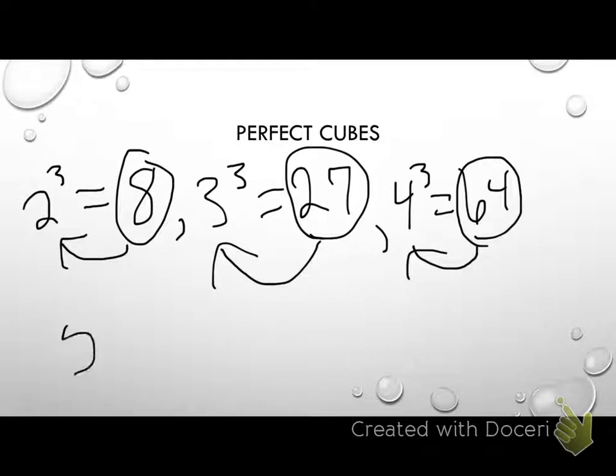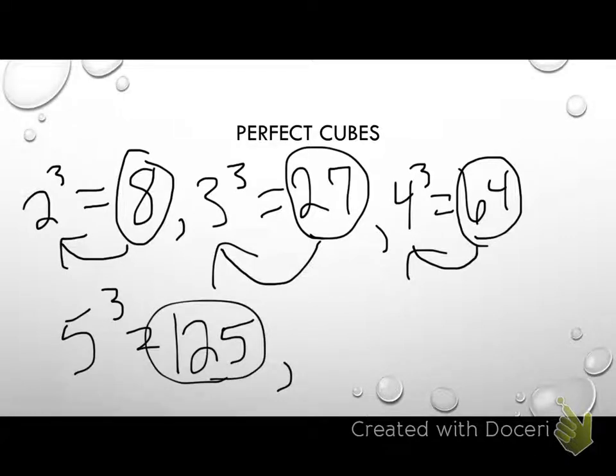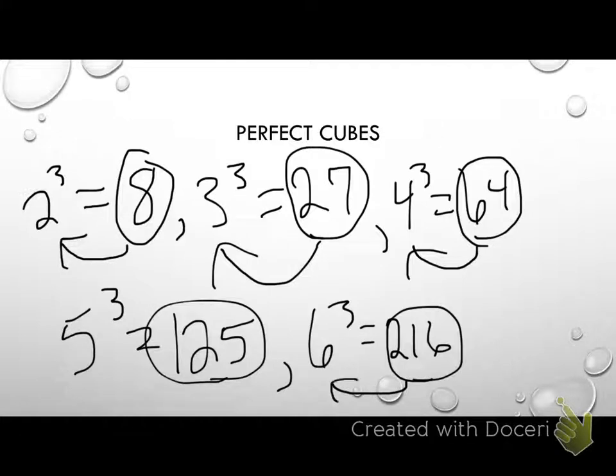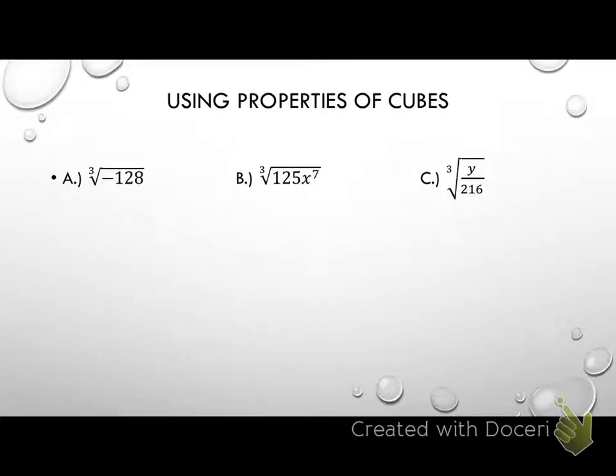5 cubed is 125. So 125 is a perfect cube. 6 cubed gives me 216. So 216 is a perfect cube. Take the cube root, I get 6. And we could do that for all of our numbers. So all the circled numbers here are our perfect cubes. So when we're taking the cube root, we want to find the biggest perfect cube that will go into our number under our radical. So let's look at some examples.